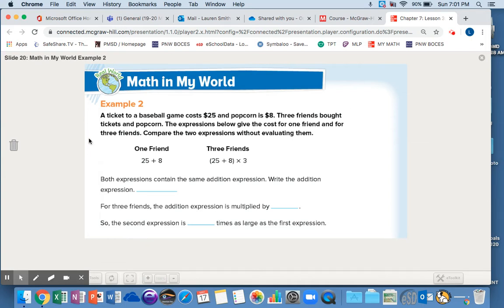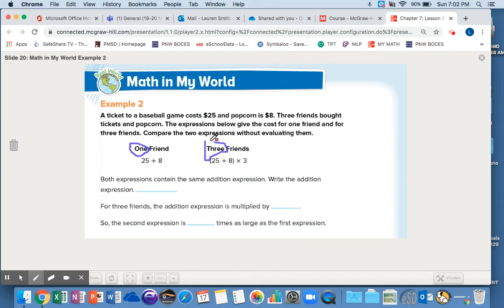It says a ticket to a baseball game costs $25 and popcorn is $8. 3 friends bought tickets and popcorn. The expressions below give the cost for 1 friend and for 3 friends. Compare the 2 expressions without evaluating them. So right now we're just comparing them. We're looking at what's different. So this says 1 friend and this says for 3 friends.